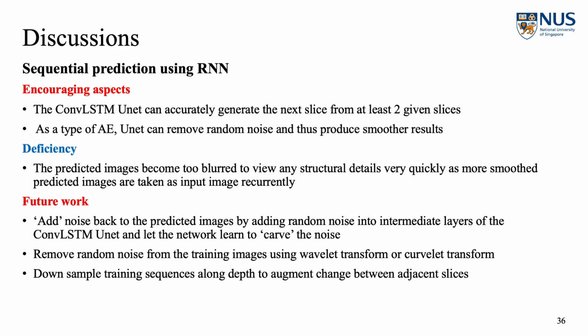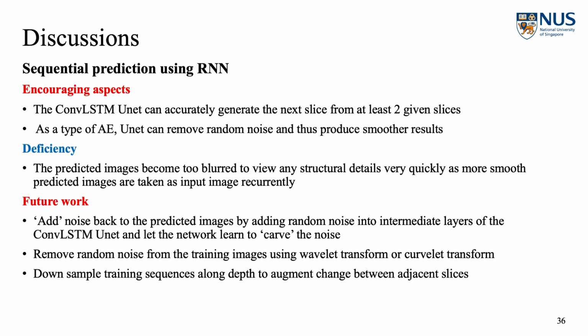As for the sequential prediction method, the convolutional LSTM unit can accurately generate the next slice from at least 2 given slices. As a type of autoencoder, UNet can remove random noise and thus produce smoother results. However, this denoising function impedes the performance of sequential prediction. As we wrote here, the predicted images become too blurred to view any structural details very quickly, as more smooth predicted images are taken as input image recurrently.